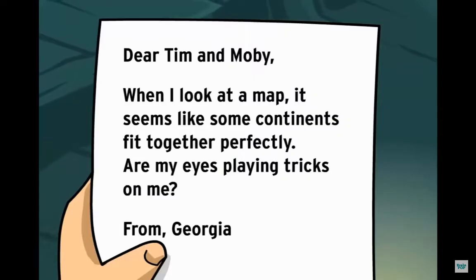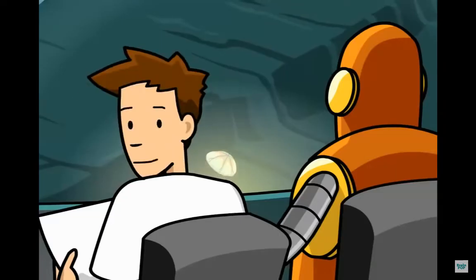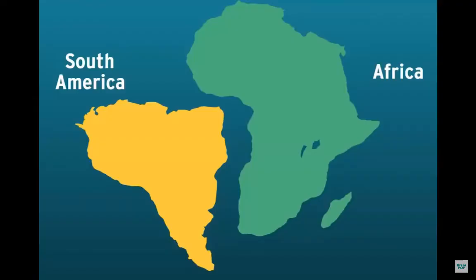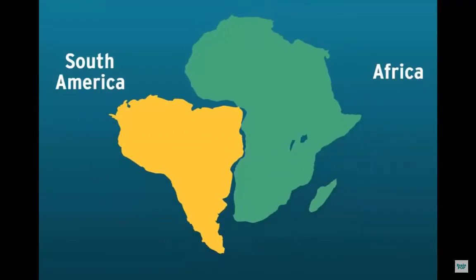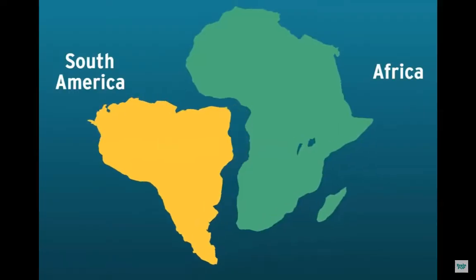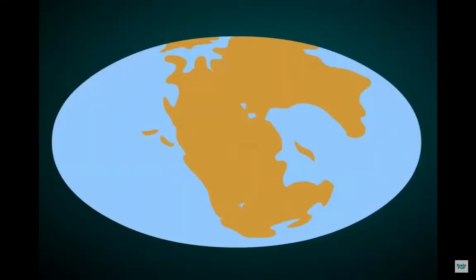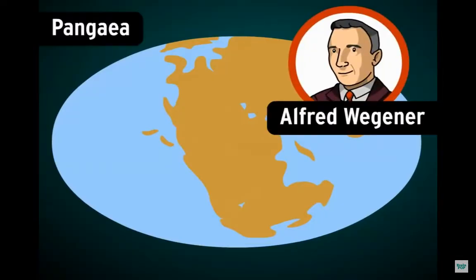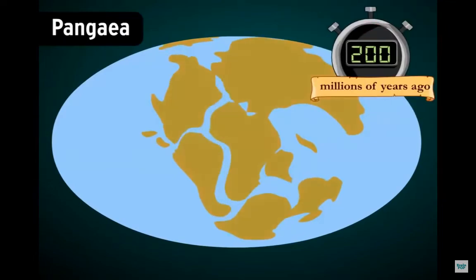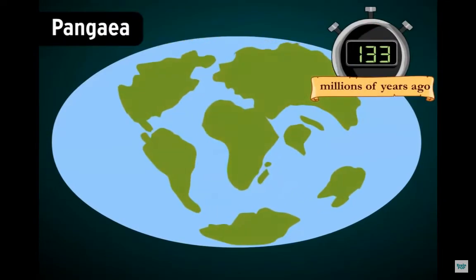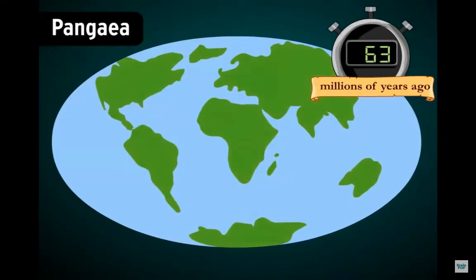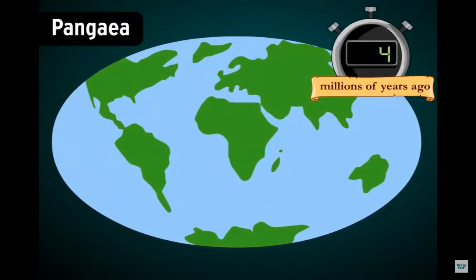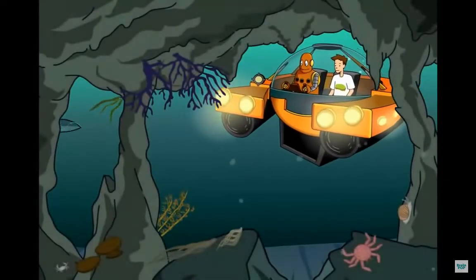Dear Tim and Moby, when I look at a map, it seems like some continents fit together perfectly. Are my eyes playing tricks on me? From Georgia. You're not seeing things, Georgia. Some continents look exactly like puzzle pieces that snap together. Early map makers suspected that they were once all connected. In the early 20th century, a scientist named Alfred Wegener called this supercontinent Pangaea. He thought different chunks of it broke off and slowly moved apart. Over millions of years, they formed the continents we know today.